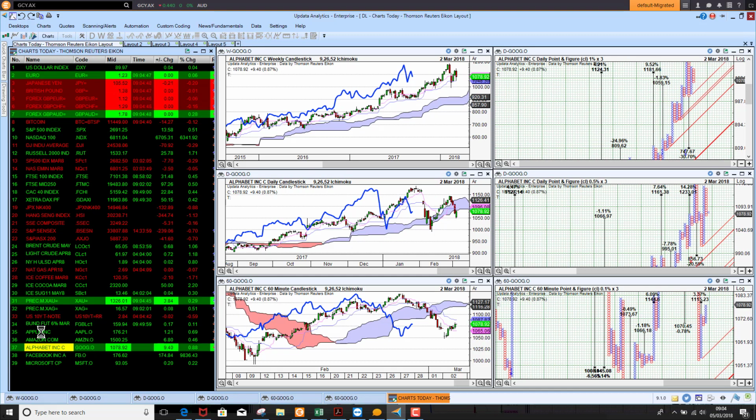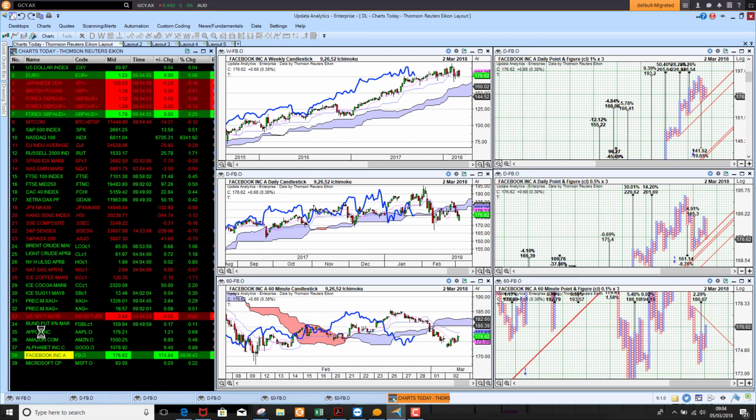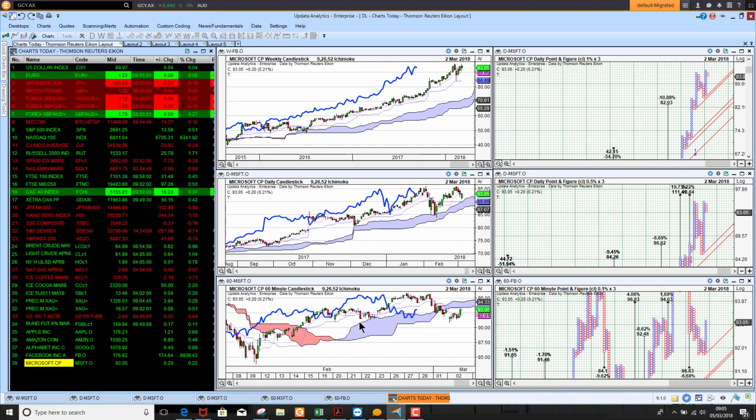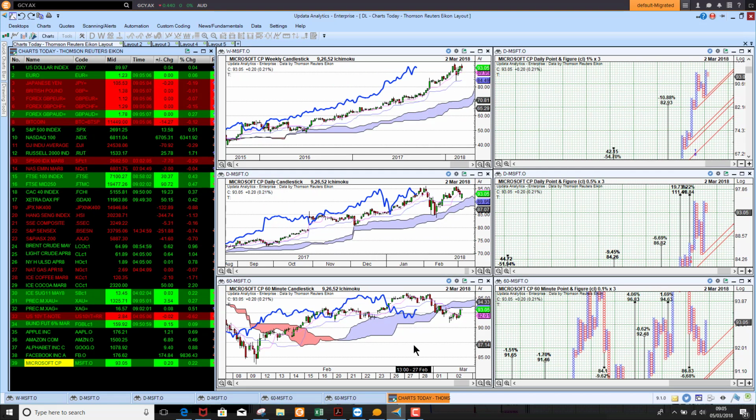Google did recover a little bit on Friday, but still bearish below the cloud on the short-term chart. And Facebook is still in the doldrums in this 170s area. Just can't break that 180 area. So Facebook just looking a little bit less good on the chart. And Microsoft holding its uptrend still on all three time frames, so looking quite good there.